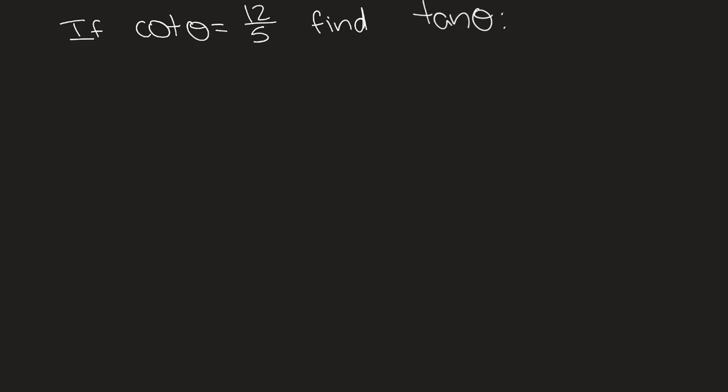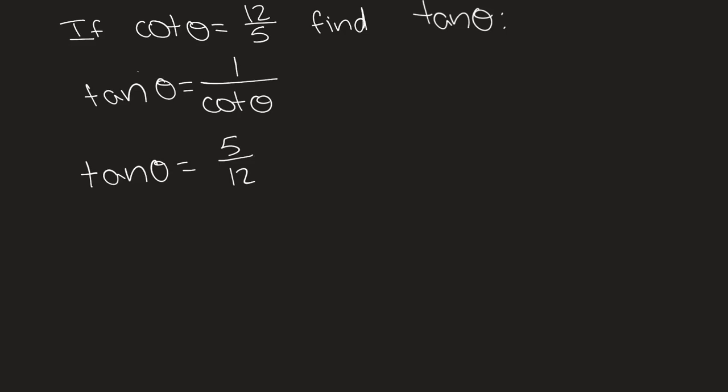All right, here's a try it on your own. If cotangent theta equals 12 over 5, find tangent theta. Go ahead, pause, and then come back. All right, so because tangent is equivalent to 1 over cotangent, or as we say, they're reciprocals of each other, all we have to do is flip that fraction, and we get 5 over 12.